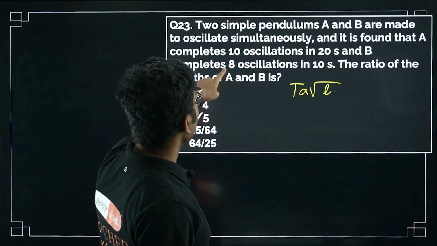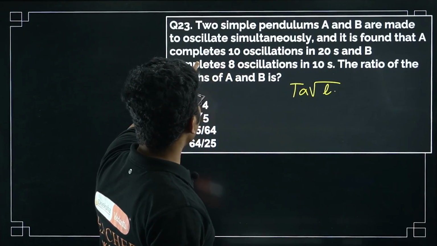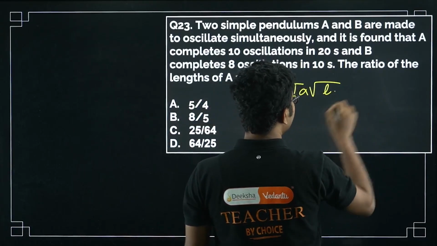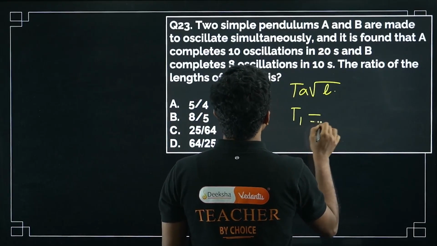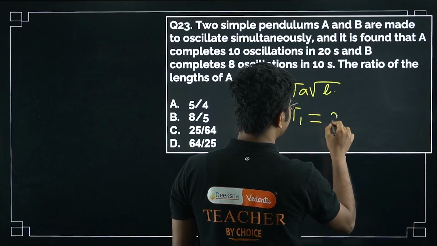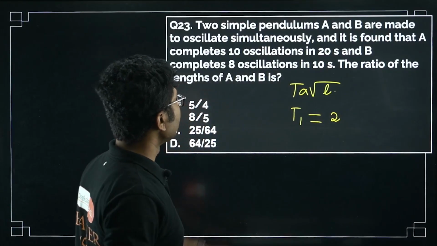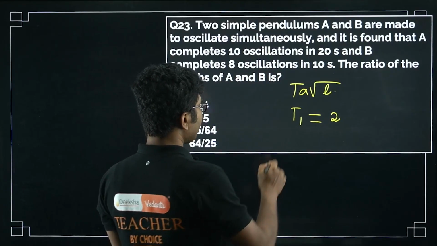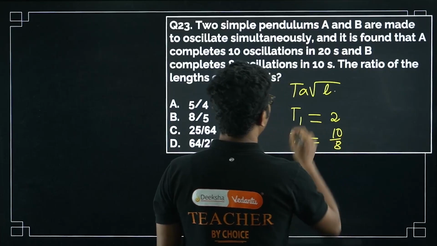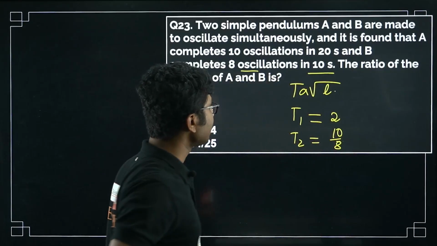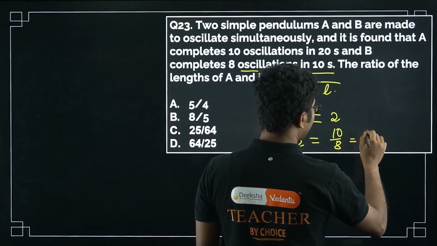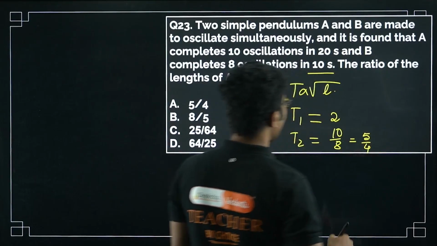So the first pendulum does 10 oscillations in 20 seconds. So what is the time period? T1: in 20 seconds 10 oscillations, so one oscillation will be in 2 seconds, so 20 by 10. And for T2 it will be 10 by 8. Okay, 10 seconds for 8 oscillations, so time period is 10 by 8. Okay, it will be 5 by 4.